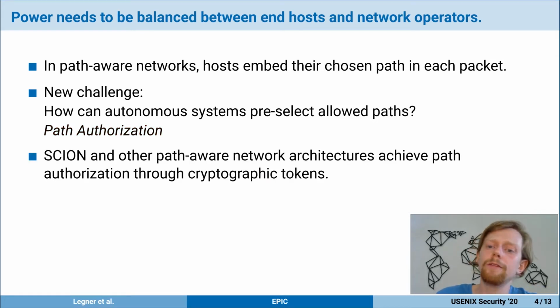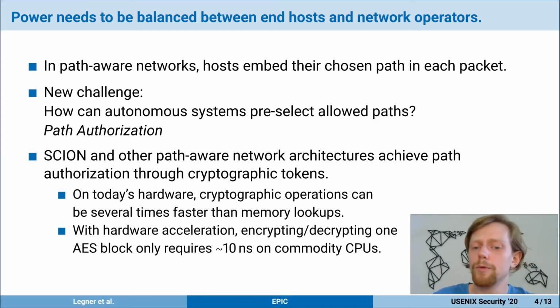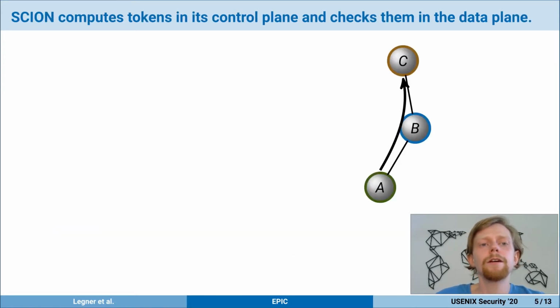SCION uses cryptographic tokens to achieve this property, and similar network architectures do the same. This is based on the observation that in today's hardware, cryptographic operations are highly efficient and can be even several times faster than memory lookups. For example, the AES block cipher can be computed on commodity CPUs within around 10 nanoseconds. So SCION computes these cryptographic tokens in its control plane.